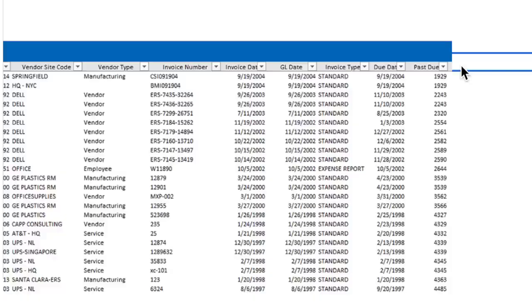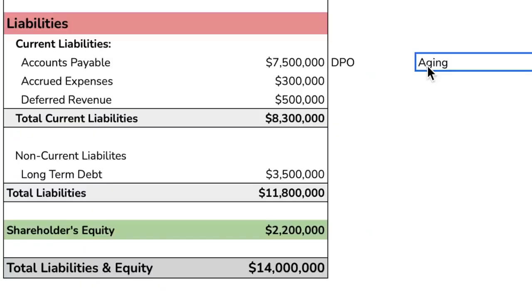Obviously, when you look at the aging schedule, you want as much as possible of that $7.5 million to be sitting in the current section of the aging schedule and not be past due. So this is what the CFO will look at when it comes to accounts payable.